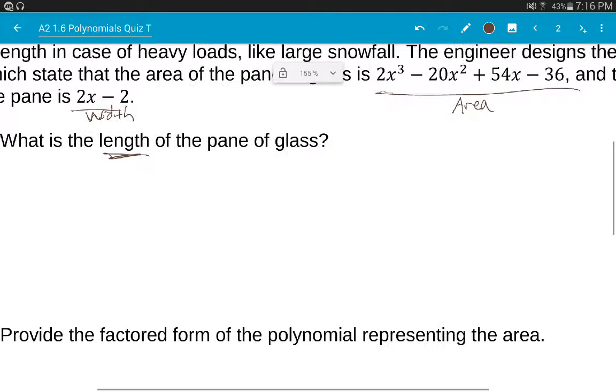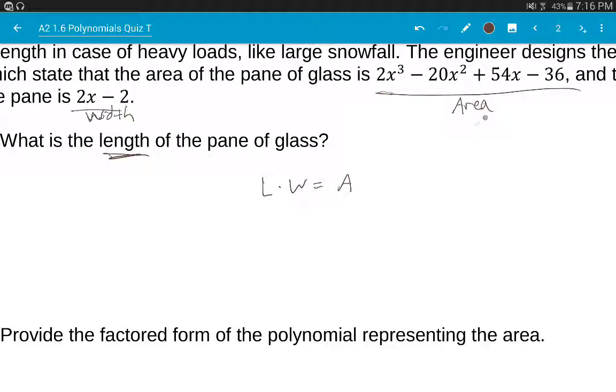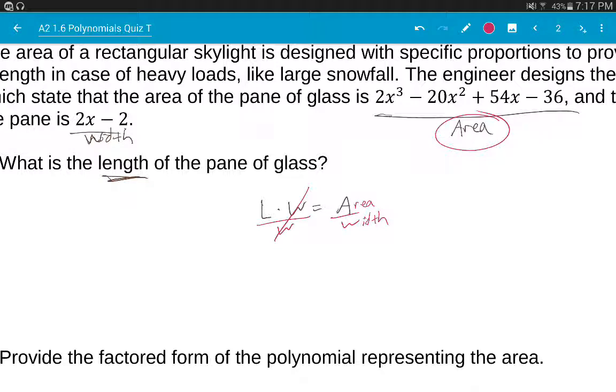So let's see. I know a formula. I actually used it earlier in this quiz. This is why it's fair game right now. Length times width equals area. Well, I have the area and I have the width. They want me to solve for L, so I can make my equation a little easier. Check this out. Divide by W on both sides, and we get that length equals area divided by width. I can do that.